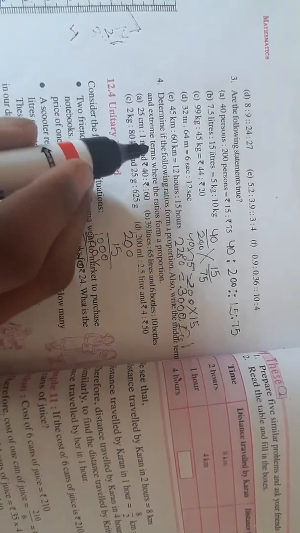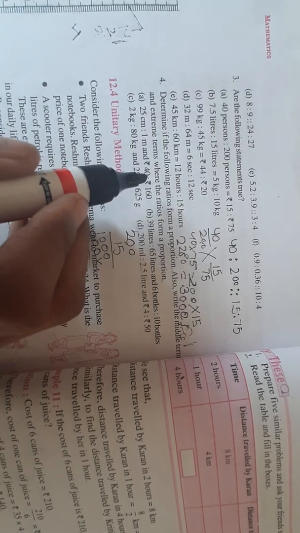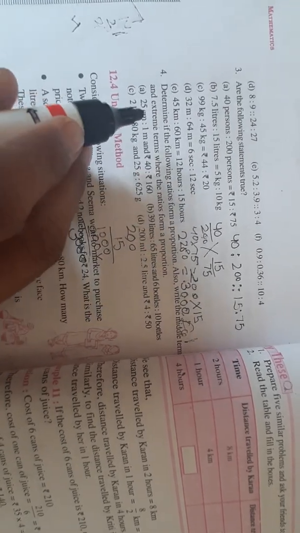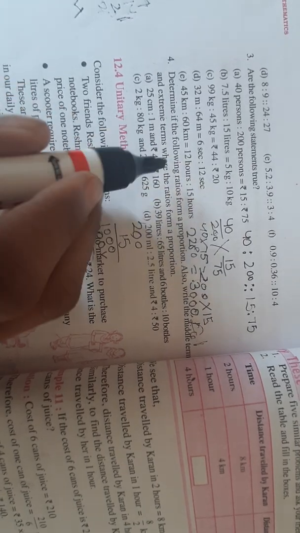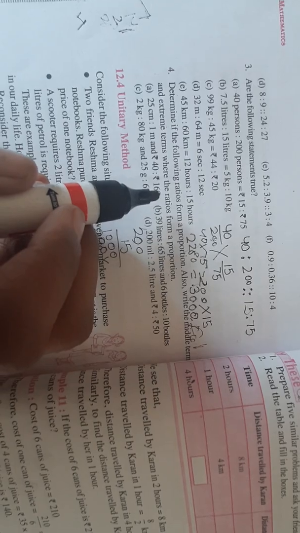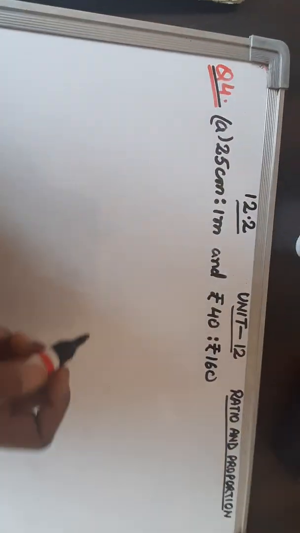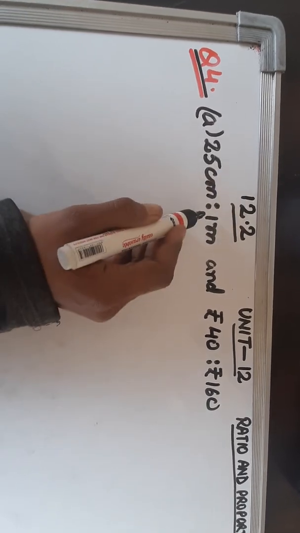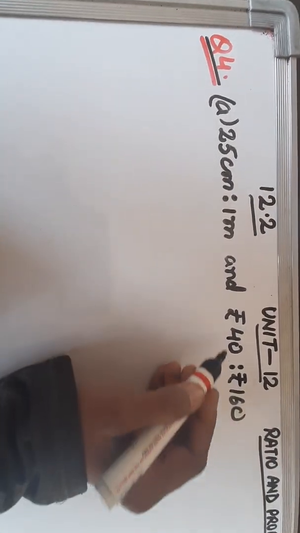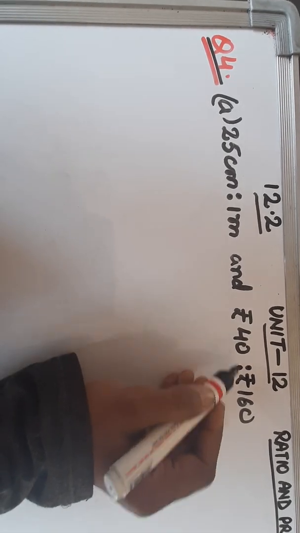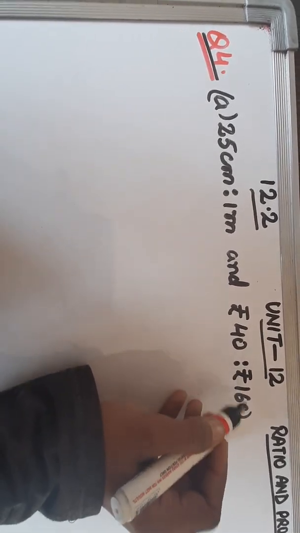So 1, 2, this is the first ratio, third, fourth, this is the second ratio. Middle terms will be which are lying in between, and extreme terms are first and last. So let us do first part. So this is 25 centimeter is to 1 meter. This is the first ratio, and the second ratio is rupees 40 is to rupees 160.